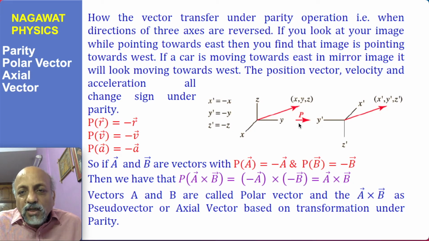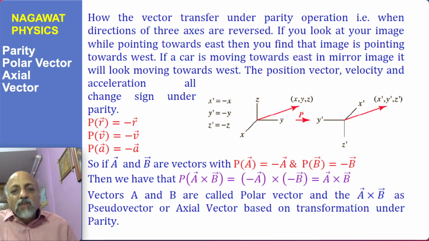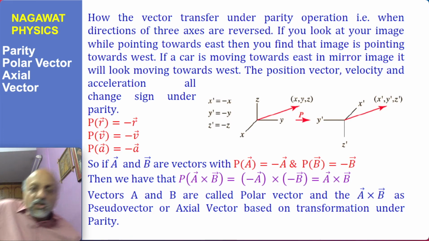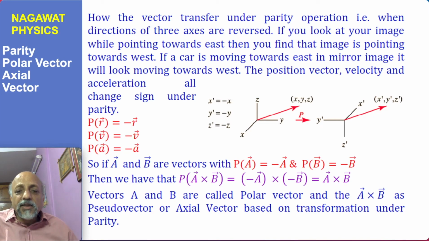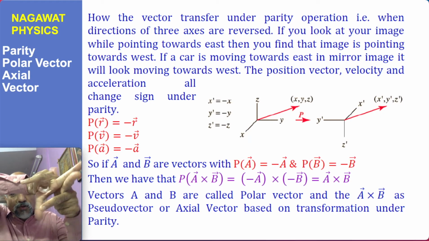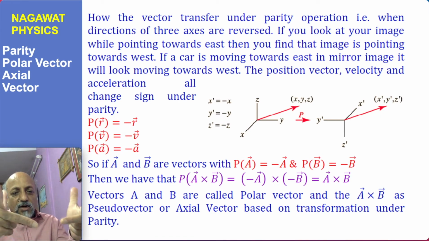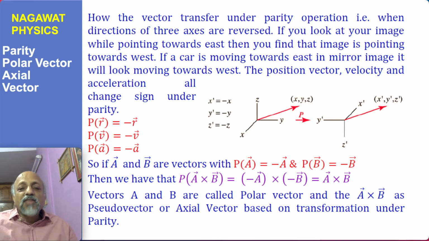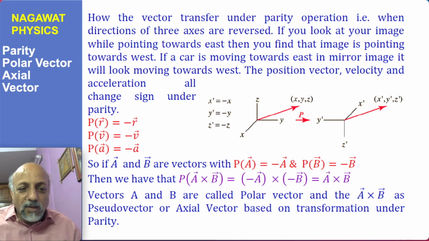The operation is called parity. Parity is a transformation, but it is an improper transformation. So in case of parity, you cannot superimpose a right-handed and left-handed coordinate system on each other by any technique. If you try, then you know that the thumbs are pointing in opposite directions as I am showing here. So right-handed and left-handed coordinate systems are opposite of each other, and they can be compared with mirror images also.